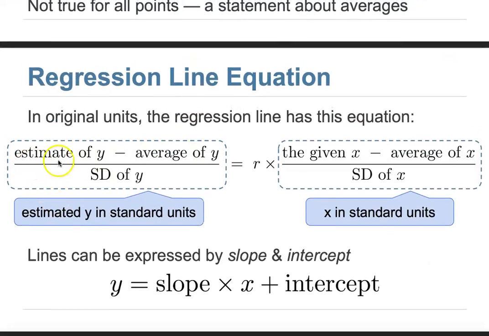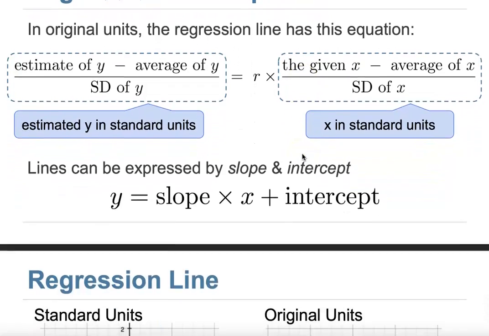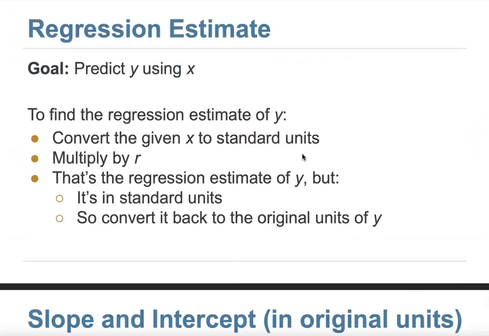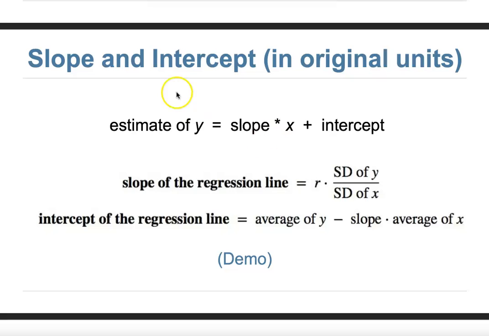Remember we're using the standard unit y equal to the correlation coefficient times the standard unit x. Using this equation, we can get the slope and intercept form for the regression line in the original unit. So the estimated y equals the slope times x plus intercept. The algebra you can refer to on the next page, so I will just skip it here.